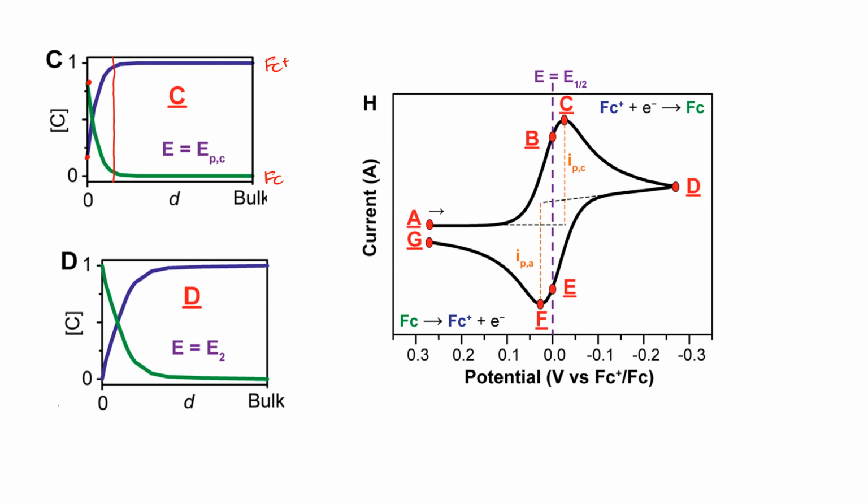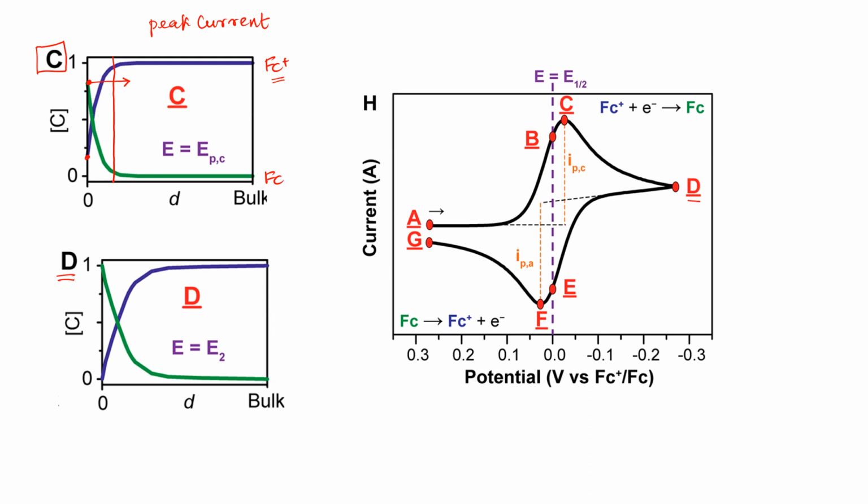And as it moves away from the electrode, it increases. That means Fc plus increases and Fc decreases as it moves away from the electrode. Now that is at the point C, where you have the peak current, and the corresponding voltage at the peak is called EPC. And at D, you can see almost all Fc plus ions have converted to Fc.